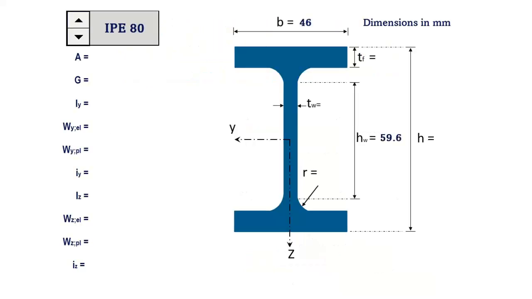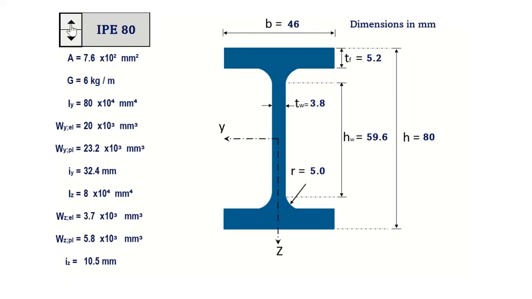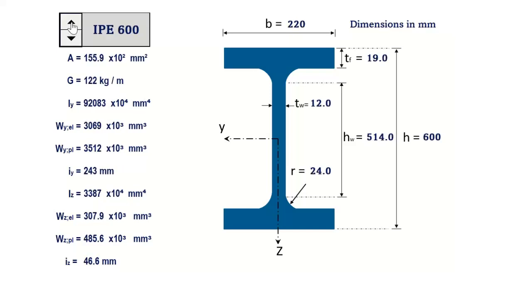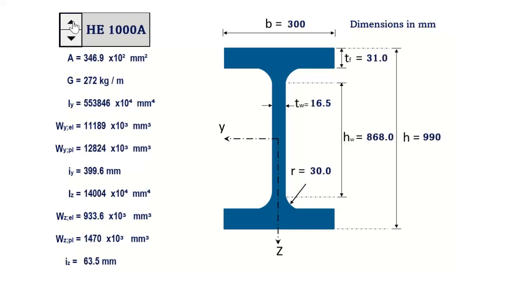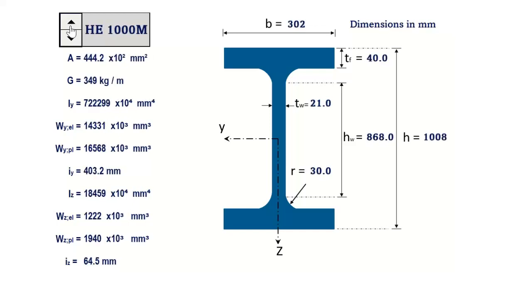This flanged beams calculator serves as an aid for buckling calculations. We use this calculator to avoid unnecessary, routine, and time-wasting calculation procedures. By clicking on the up and down buttons of this calculator, we can easily obtain the design properties of rolled flange beams, starting from IPE80 as the smallest to HE1000M as the highest and heaviest profile.